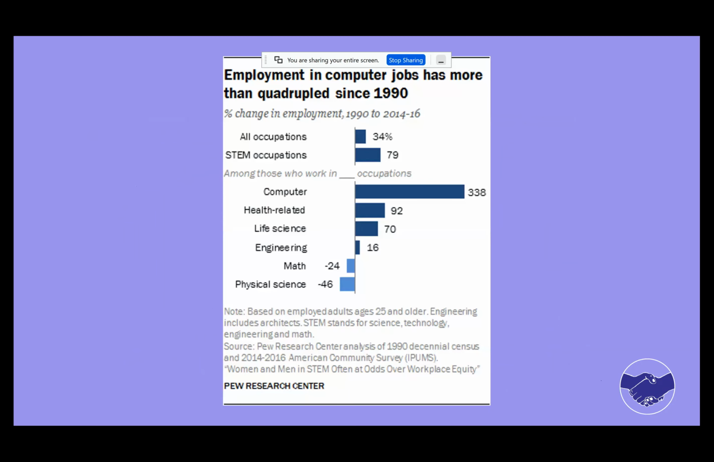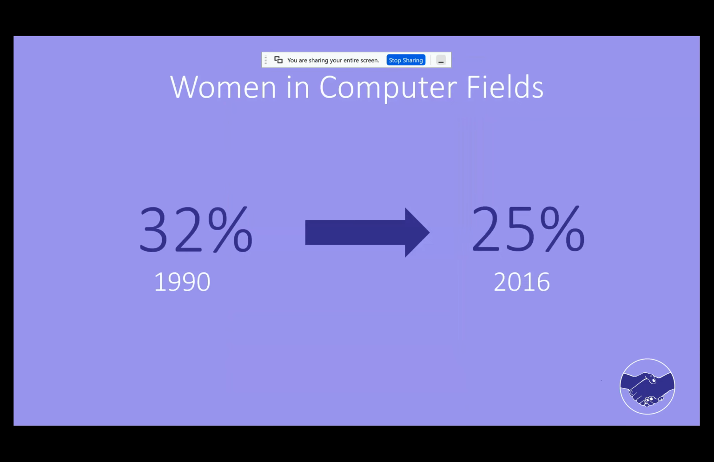And we can see that STEM has been one of the most highly growing fields out there, yet as you can see, all occupations have increased by 34%, but STEM occupations have skyrocketed with an increase of 79%. Yet there are fewer people studying computers, specifically women, despite an increase in the jobs and an increase in the pay for computer operations. So it went from 32% in 1990 down to 25% in 2016, despite more women getting a college degree than men.